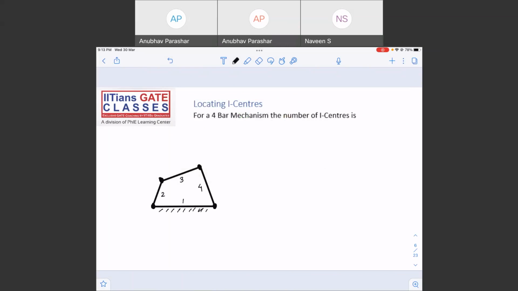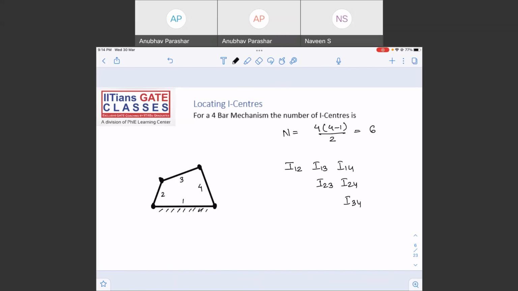So let us first find out how many eye centers there will be. N is equal to 4 into (4 minus 1) divided by 2, that is equal to 6 eye centers. What are the eye centers? I12, I13, I14, I23, I24, I34. So these are the 6 eye centers for the 4-bar mechanism.